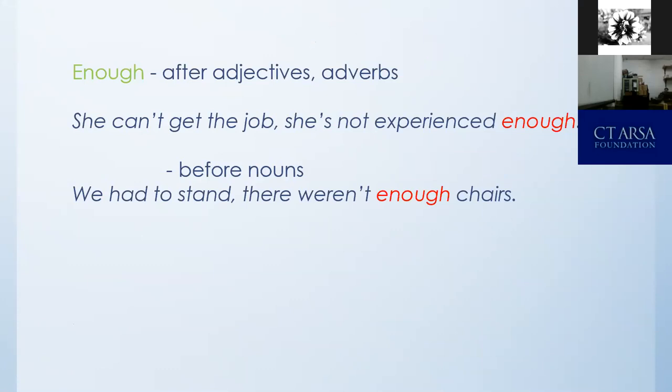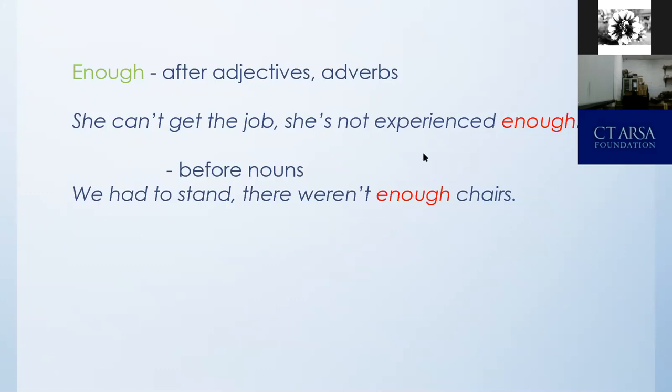Enough is not only followed by adjective. Enough is not only for coming after adjective and adverb, but also before nouns. We can use enough before nouns. The example: we had to stand, there were not enough chairs. So enough chairs. What happened when we combine enough and noun? The position is changing.